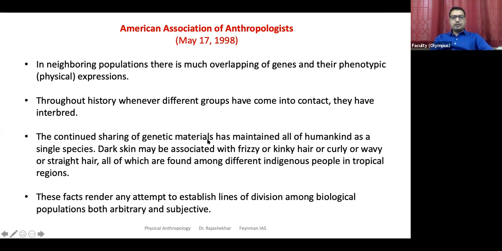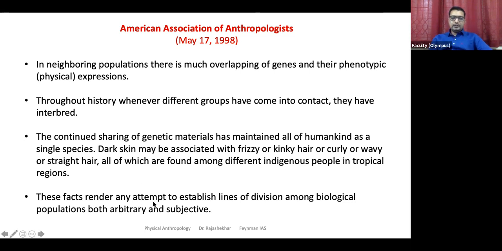The continued sharing of genetic material has maintained all of humankind as a single species. So even today, we are a single species. We remained as a single species. All of us are Homo sapiens. Dark skin may be associated with frizzy or kinky hair or curly or wavy or straight hair, all of which are found among different indigenous people in tropical regions. Okay, these are all characteristics that are part of environmental adaptation. Those associations that you see, but still we have the same genes, we are the same species.